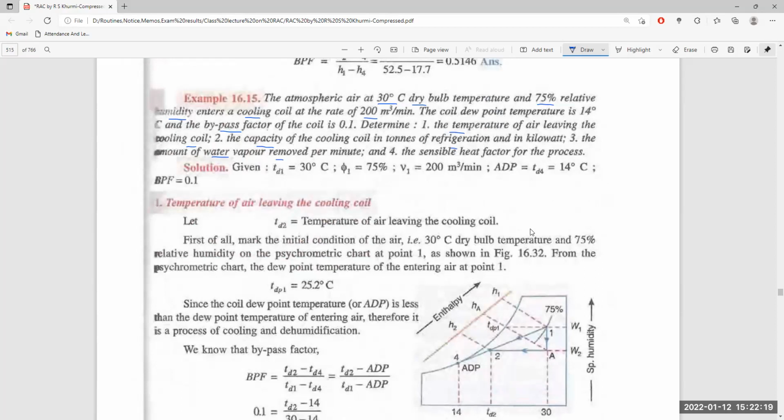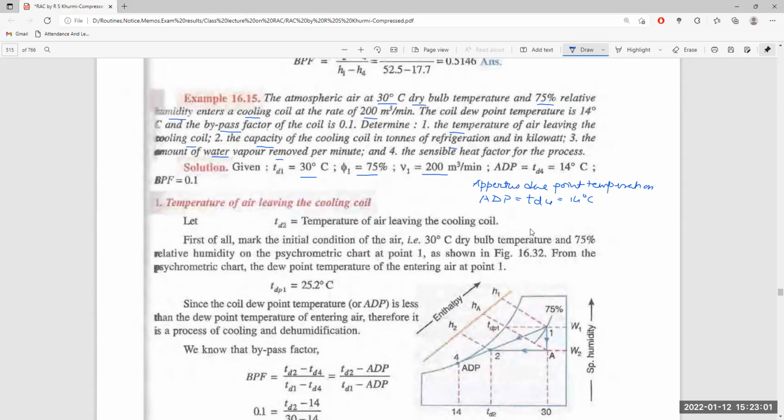Now, TD1 we know is 30 degrees centigrade, phi1 is known, 75%. The air flow entering the device is 200 meter cube per minute, and the bypass factor is given. The apparatus dew point temperature, ADP, TD3, is equal to 14 degrees centigrade. Let TD2 be the temperature of the air leaving the cooling coil.